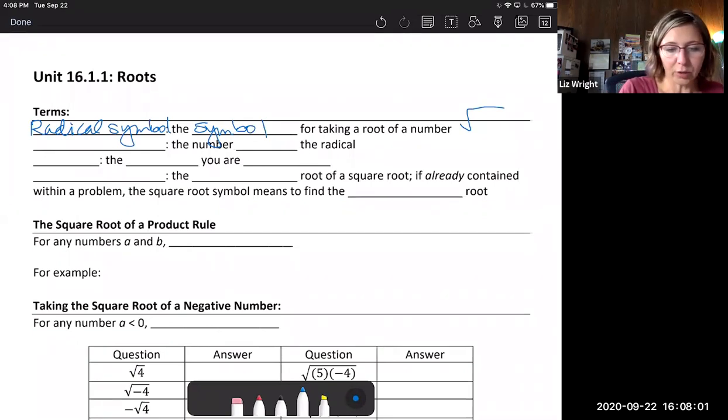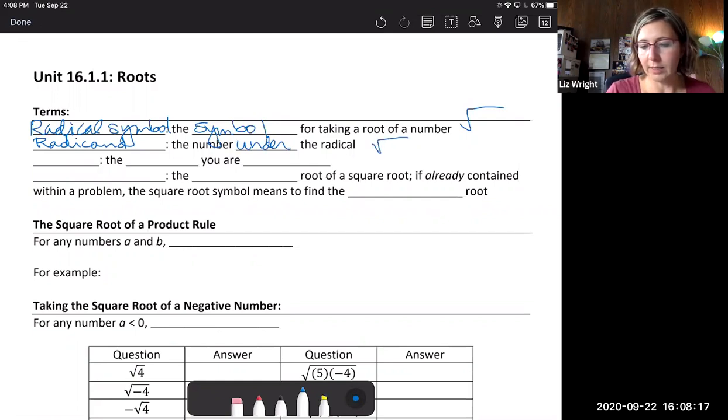The next term is going to be our radicand. That's a D, our radicand. And it's going to be the number under the radical. So here, if we're taking the square root of 16, our radicand is that number 16 there.